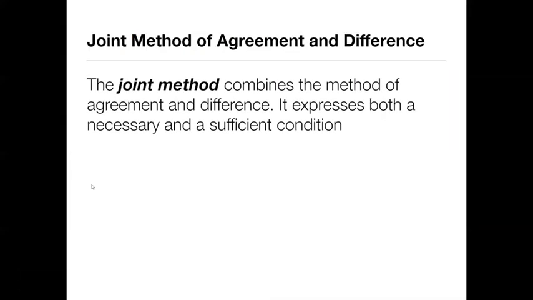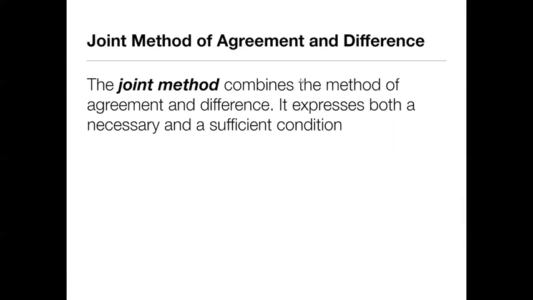Okay, and then this method is very relevant to vaccine trials and clinical trials in general. So very relevant to the amazing speed that the COVID-19 vaccine was developed. We use the joint method of agreement and difference in clinical trials every day in clinics across the world, in pharmaceutical settings, medical settings. So this is really, really crucial.